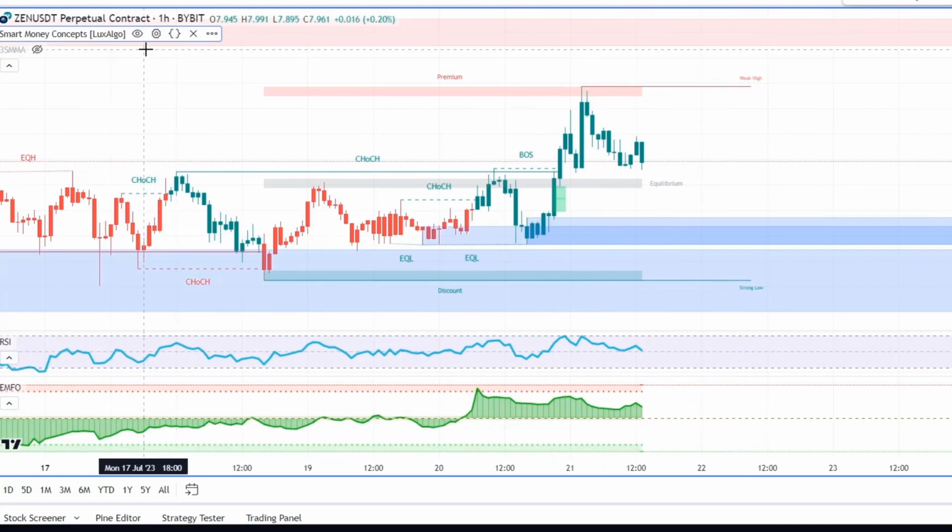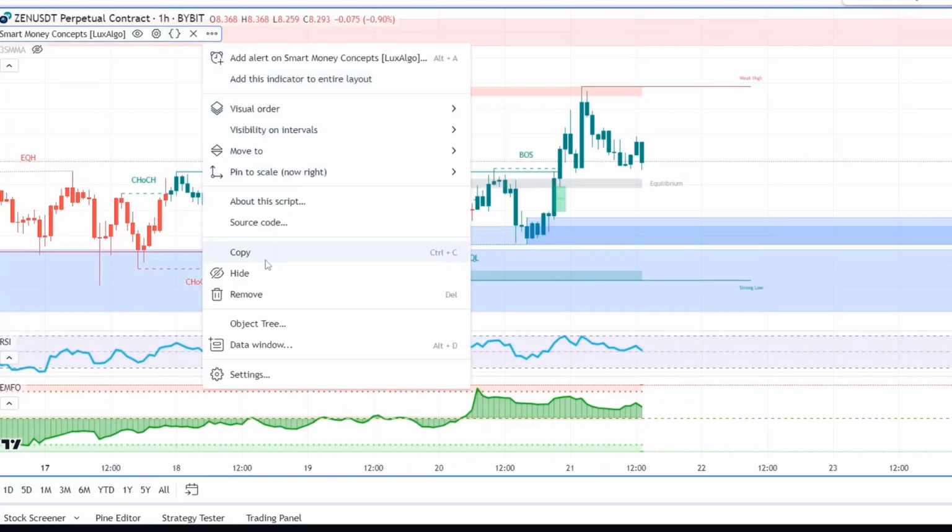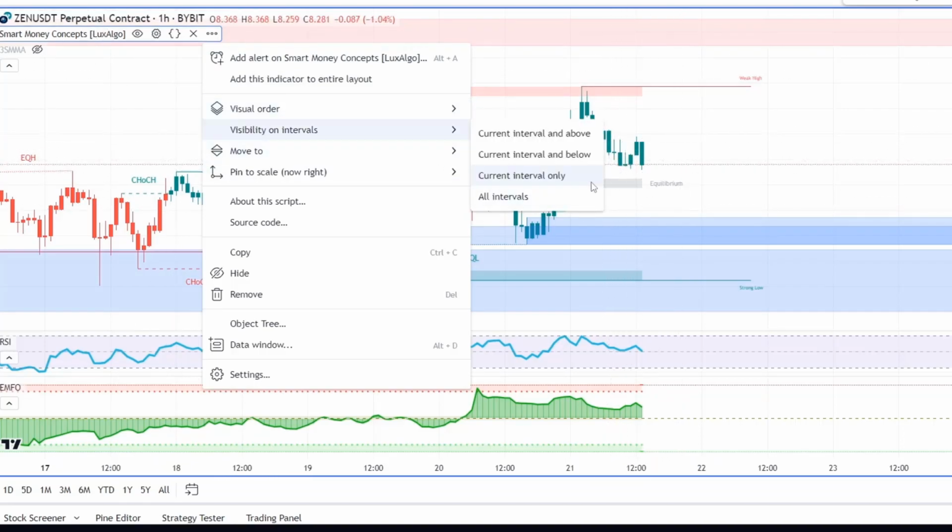I'll also show you why then, so that you understand how this indicator works. First of all, if you have the indicator inside, please go to visual order and bring it to the front. The problem is that if you don't have it at the top here, your candle color will not be displayed if you do this in the setting.